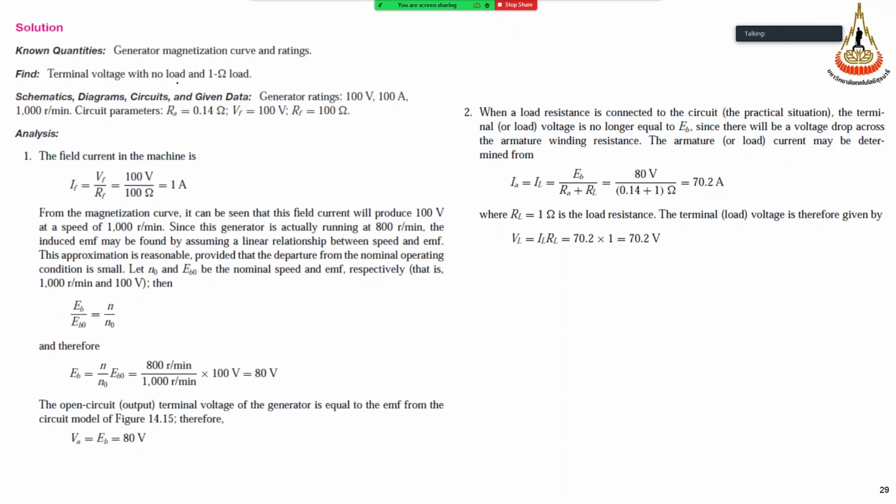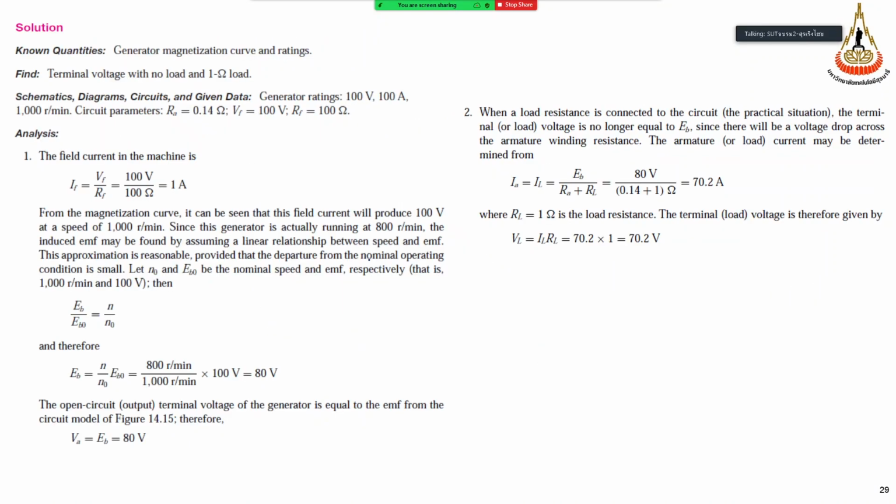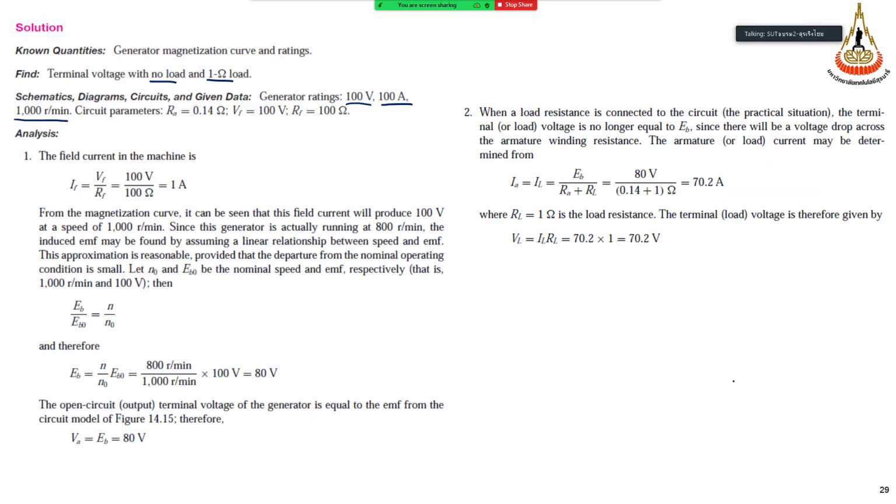We know the generator excitation curve. We know the terminal voltage with no load and with 1 ohm. The generator rating is 100 volt, 100 ampere, at 1000 revolutions per minute. But in this case, we drive the generator at a speed of only 800 revolutions per minute.